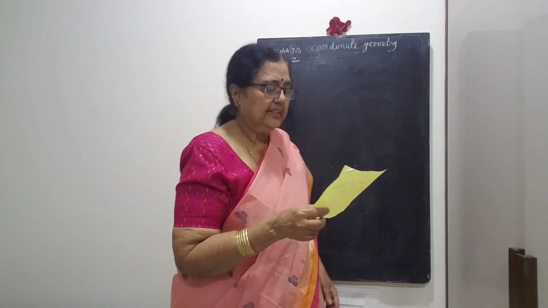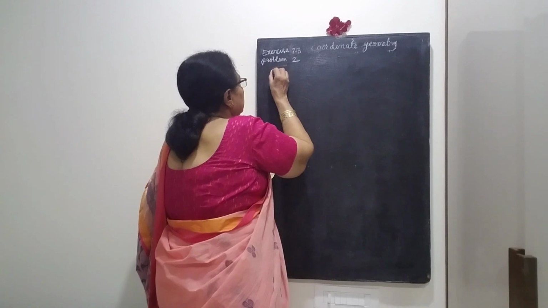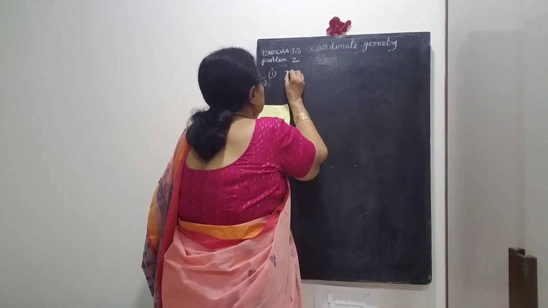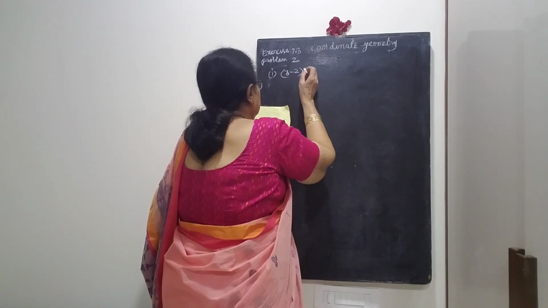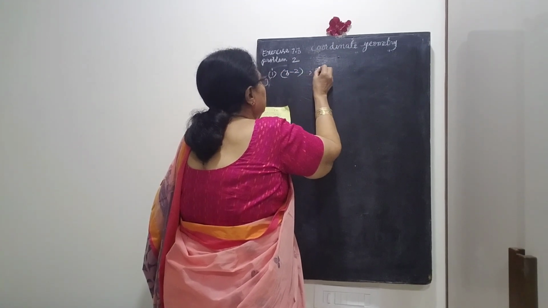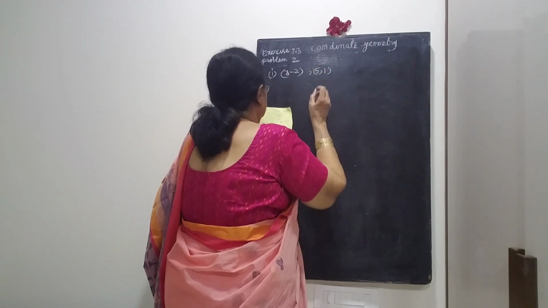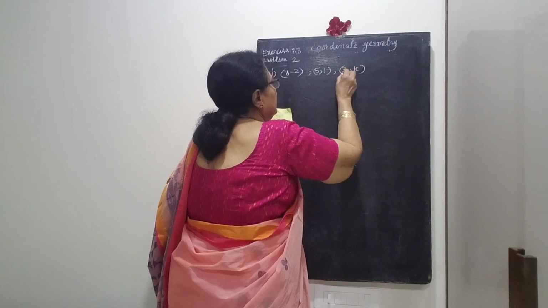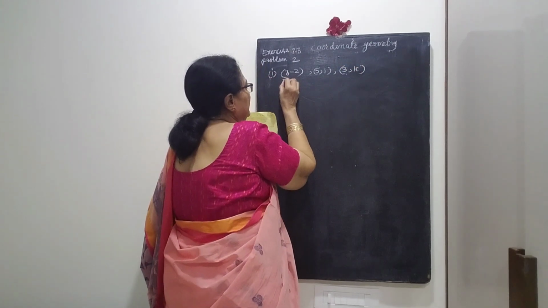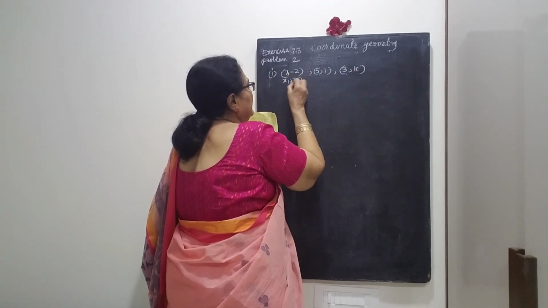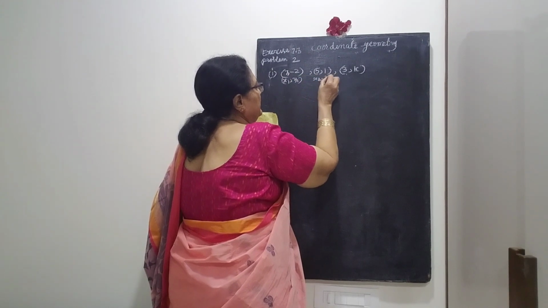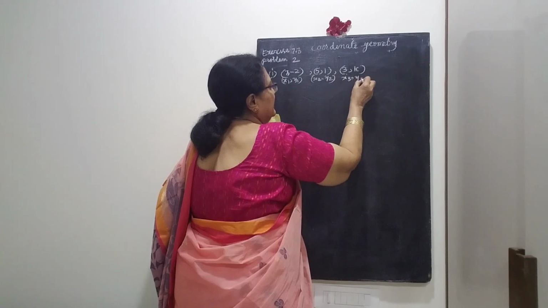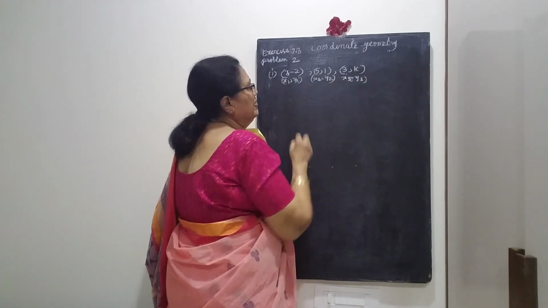Okay. So the first bit: the points are (7, -2), (5, 1) and (3, k). These points are collinear. x1, y1, x2, y2, x3, y3. This is first bit, problem 2, first bit.